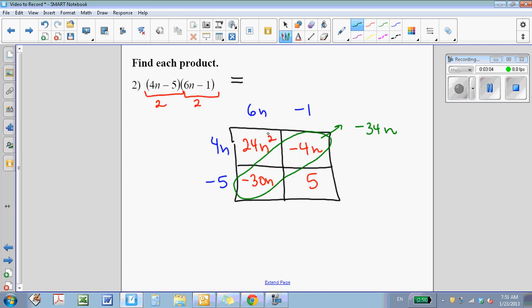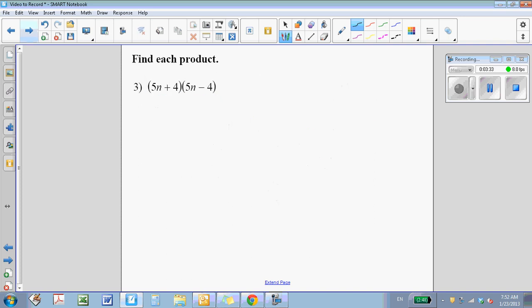Usually we write the answer for polynomials in descending order, meaning that the highest exponent comes first. So it's a good idea to get used to writing it from this corner, sort of this way. That way your highest exponent is going to be first. So 24n squared minus 34n plus 5. So this is my factored form on the left, and this is my multiplied out form on the right side.